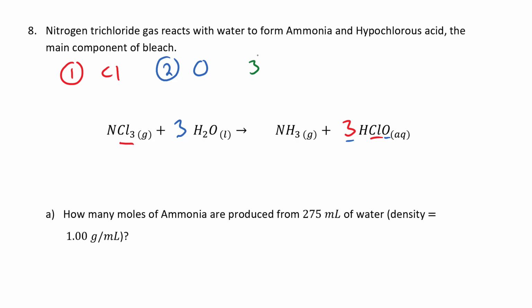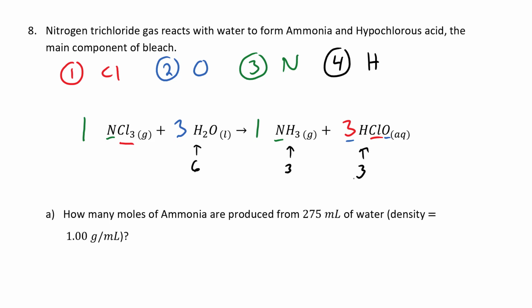Next up, I'm going to balance my nitrogens. I have 1 nitrogen here and I have 1 nitrogen here, so I can put a 1 there and there. Finally, I want to balance my hydrogens. On this side, I have 6. Here I have 3, and here I have 3. As a result, they're now all in balance.